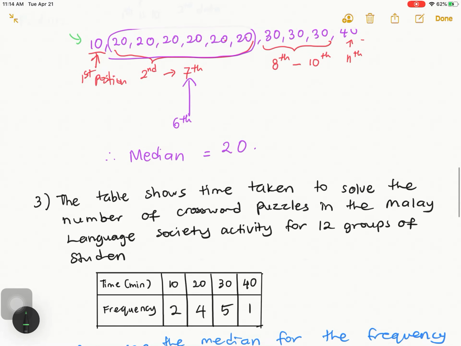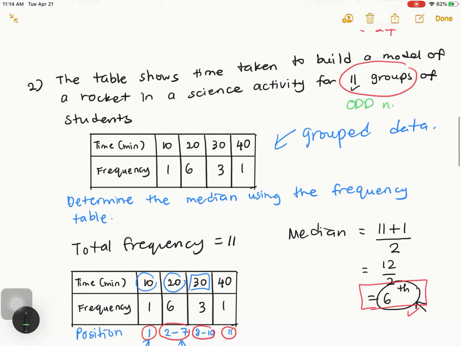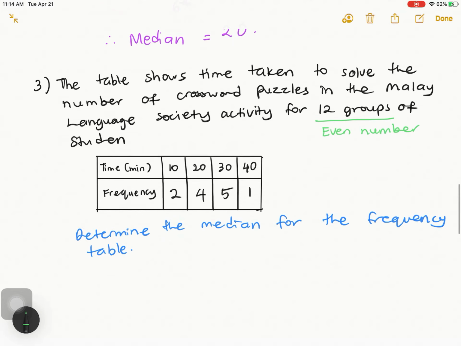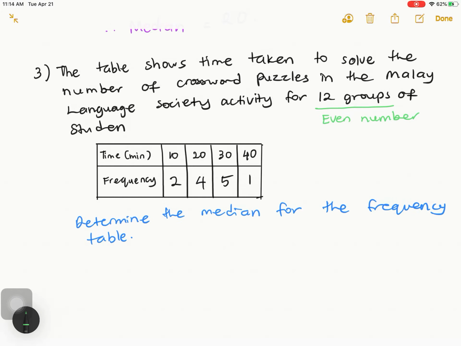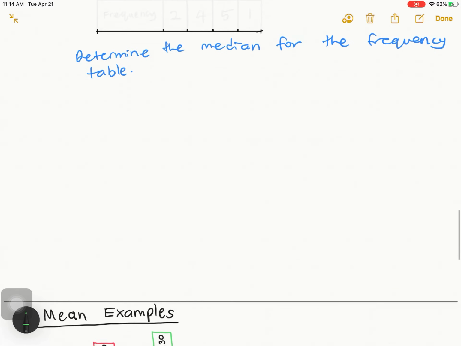Okay, now next one. What if I have another one? The one that I showed you just now is if the data is an odd number. What if the data is an even number? Now let's read the question first. The table shows the time taken to solve the number of crossword puzzles in the Malay Language Society activity for 12 groups of students. So it's given that time 10 minutes, the frequency is only 2, 20 minutes is 4, time 30 minutes is 5, and time 40 minutes is 1.